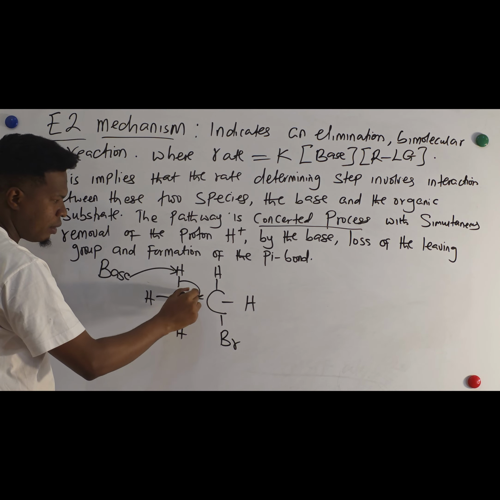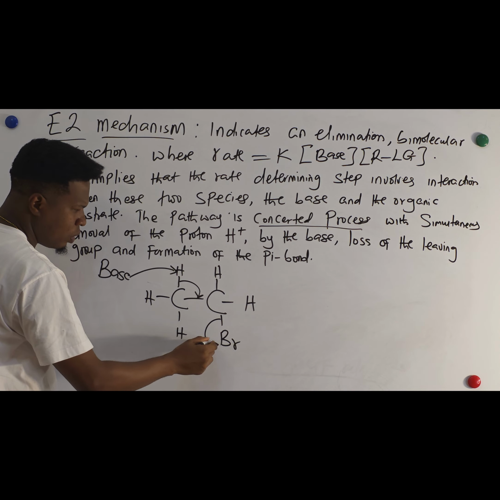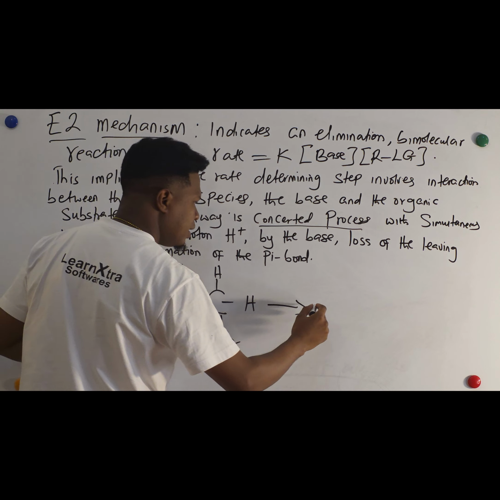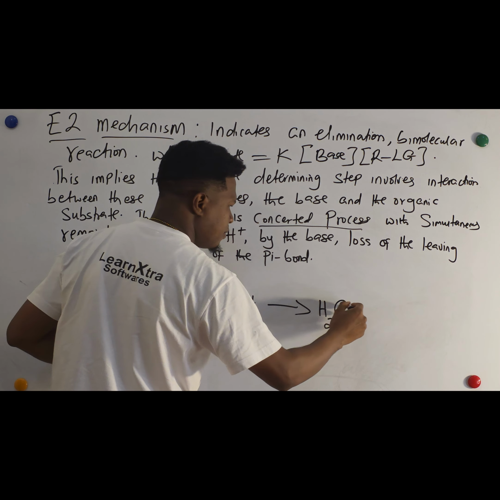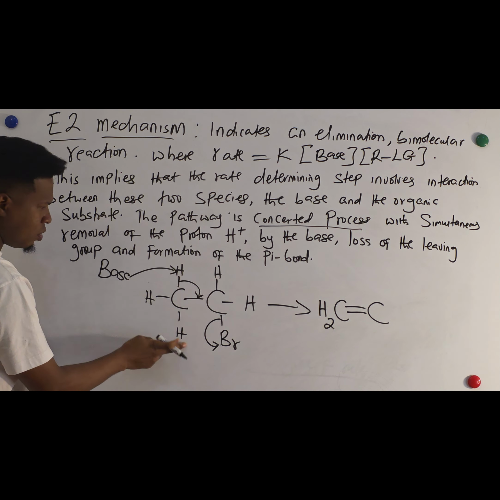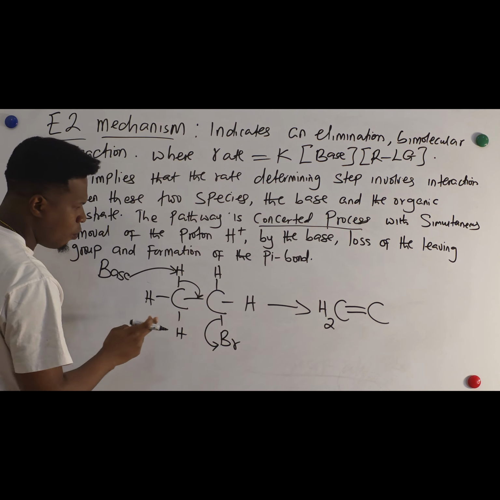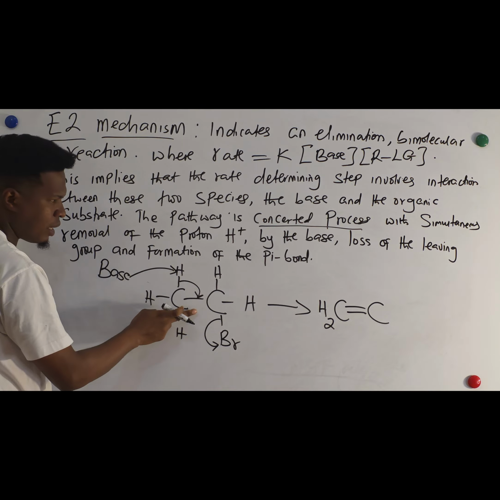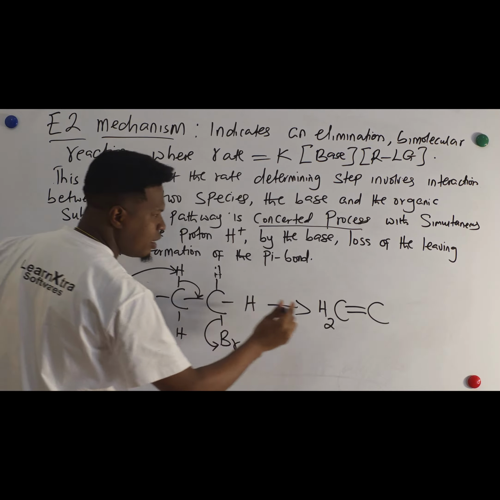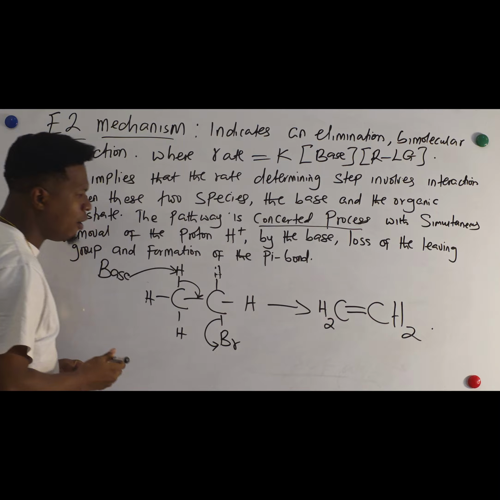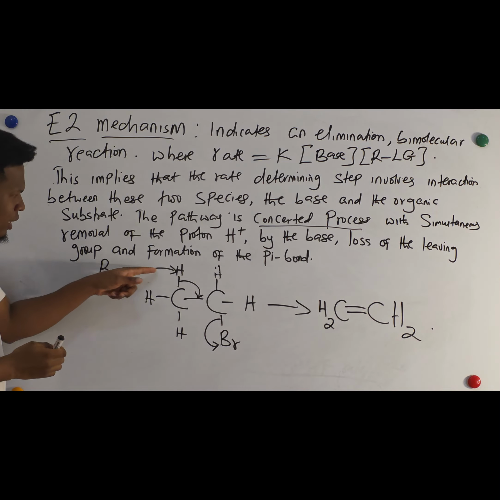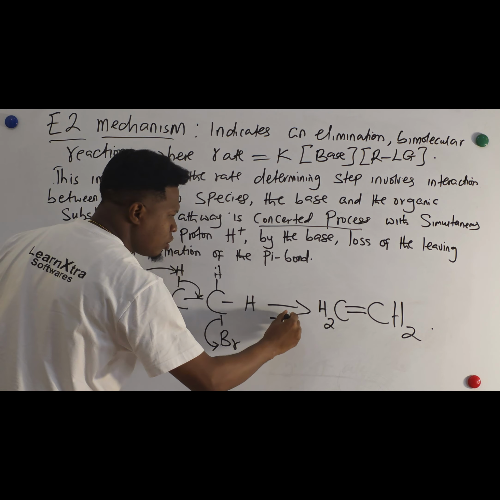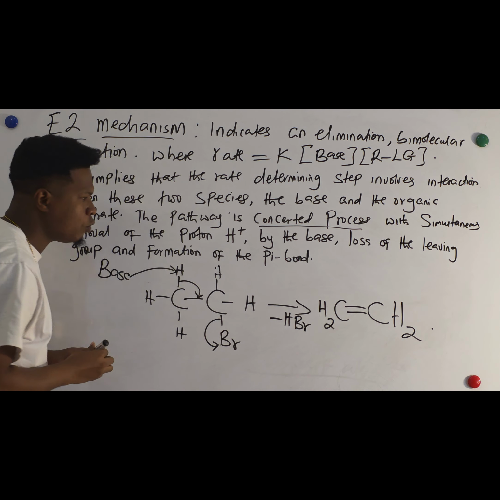What I'm trying to show you is that if the base is deprotonating this one, it will come here, then this one will leave, so that I will have something like this. While this one goes out, the bond here comes and forms the double bond here. So I have this CH2 here. Have you seen how I have deprotonated and then removed the leaving group? So I have finally removed HBr from here to form this.